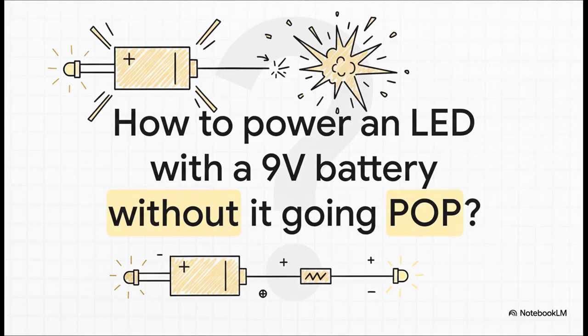You've got this tiny, delicate little LED, and then you have this big, powerful 9-volt battery. Now, if you just hook them up directly, well, that little light is going to flash brilliantly for about half a second and then pop. It's toast. So the real question is, how do you tame that power so they can play nice together?